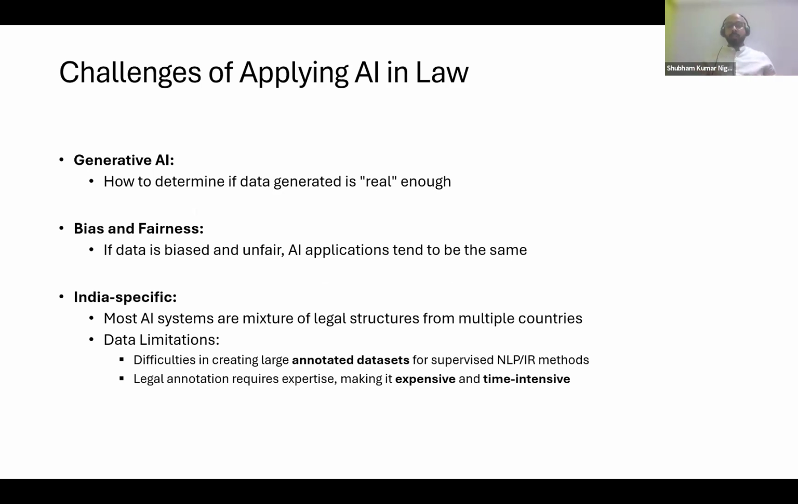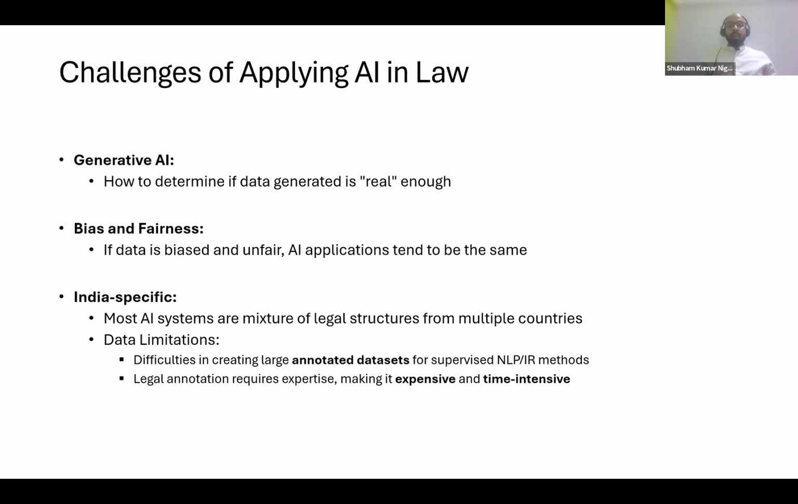Bias and fairness, of course, is a common problem for all the core domains. If data is biased or unfair, the AI application tends to be the same, or not. It is very difficult to understand and verify.